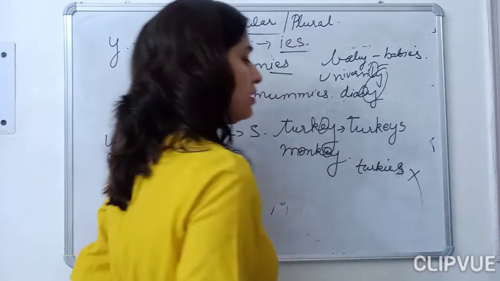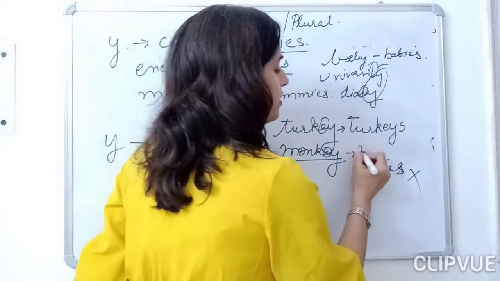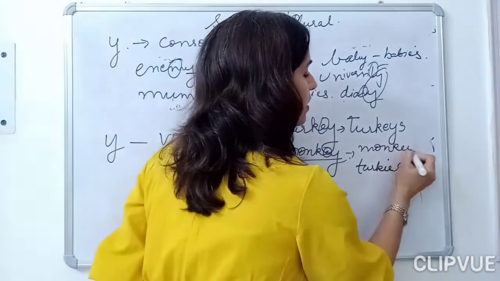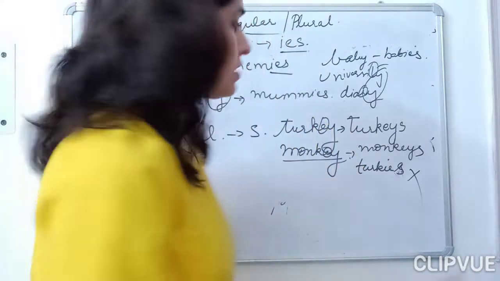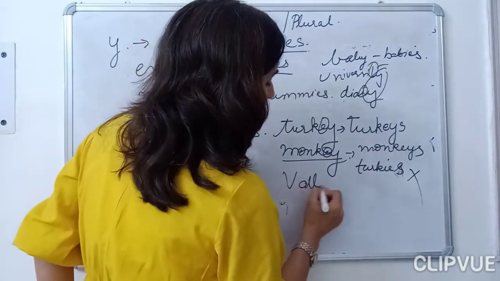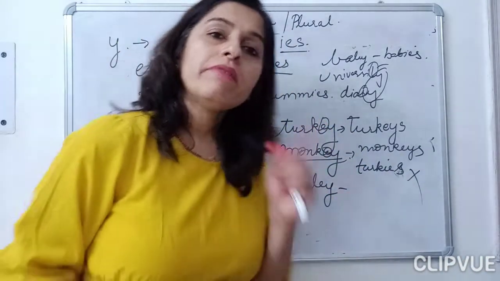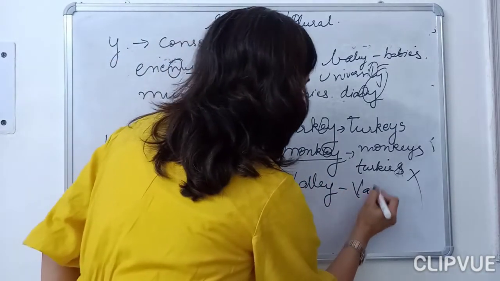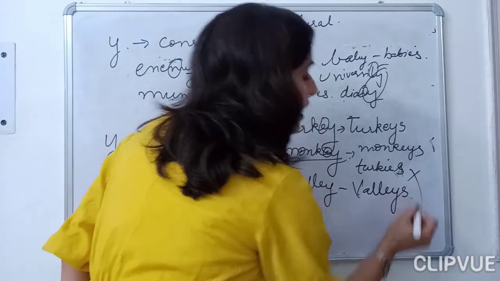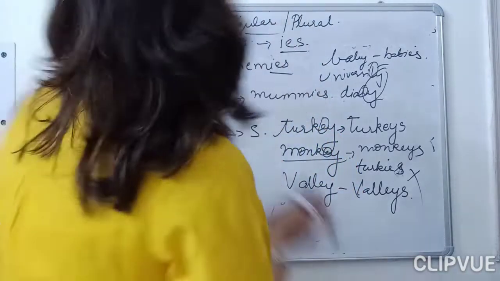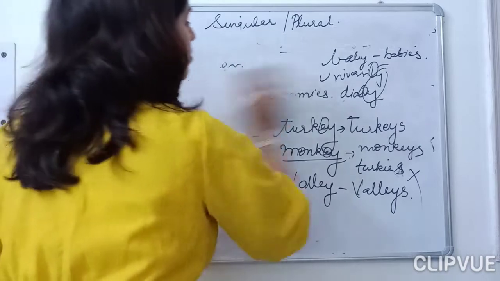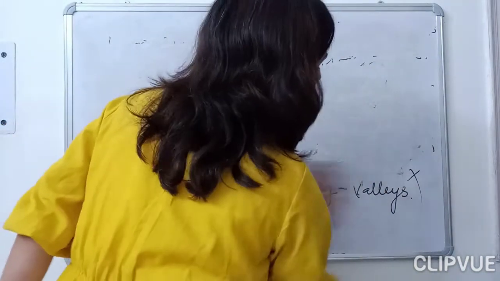I-E-S, so this is wrong. Same with monkey. It will be monkeys, and not I-E-S, monkeys. Same, you can take valley. It will be valleys. So the spelling will be V-A-L-L-E-Y-S and not I-E-S.